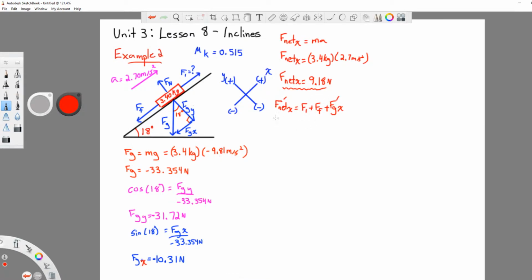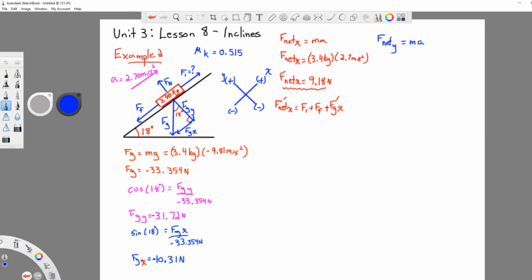Okay. Well, let's leave this for now and let's come back to this. Let's jump into blue and let's go in the y direction. Because to solve force of friction, we're going to have to solve force normal, and it's in the y direction. So hopefully switching to the y direction, we can figure out what force normal is. So let's go to our standard force net formula. Force net in the y direction is equal to mass times acceleration.